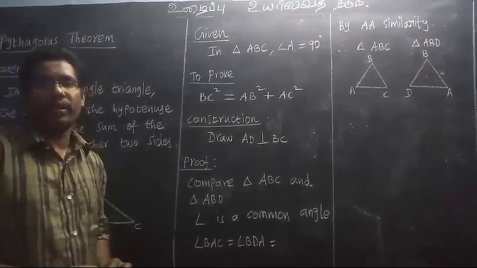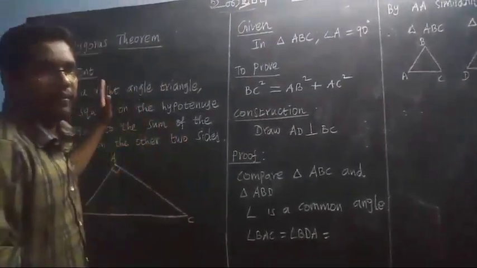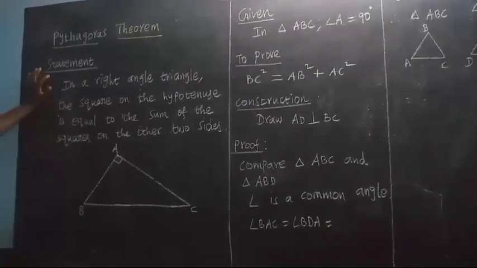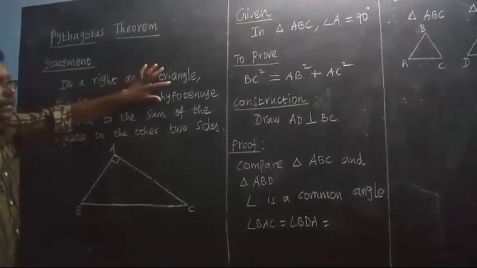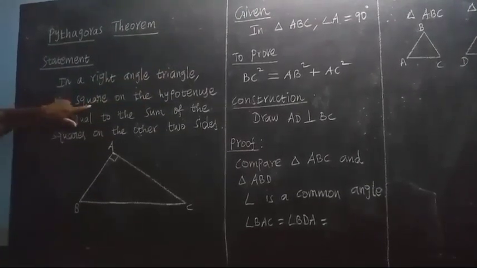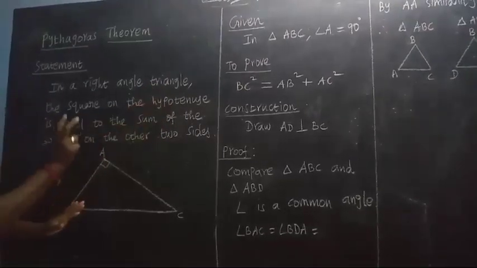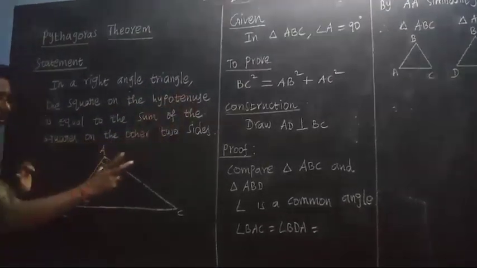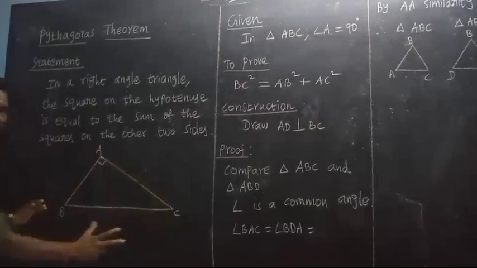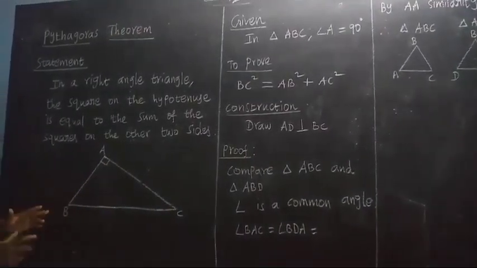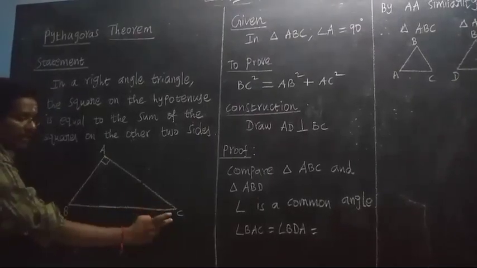Today I will see the chapter Geometry. Title is Pythagoras theorem. Statement: in a right angle triangle, the square on the hypotenuse. First we see the meaning of hypotenuse. See the right angle triangle. In this right angle triangle, the biggest side is the hypotenuse. Which is the biggest side? BC.